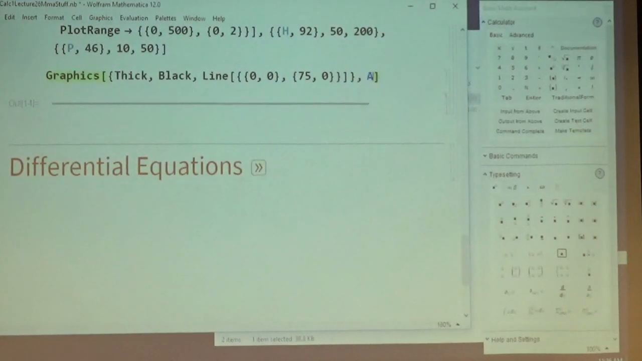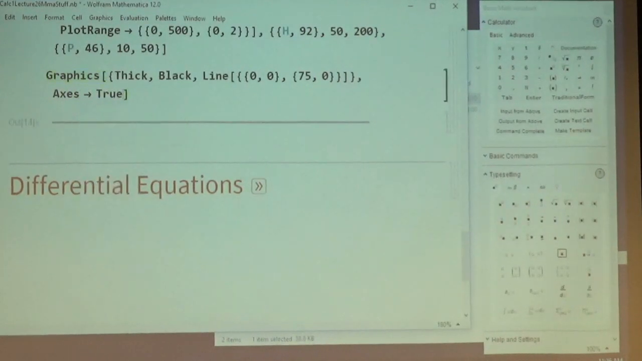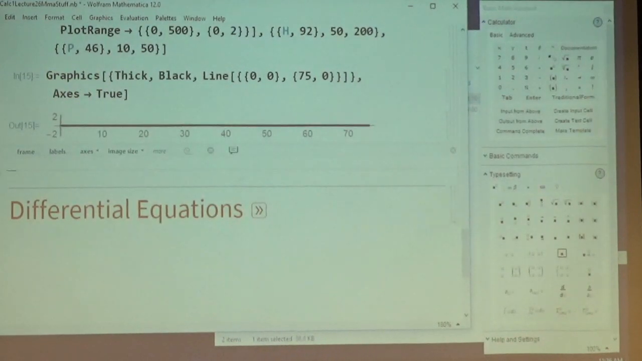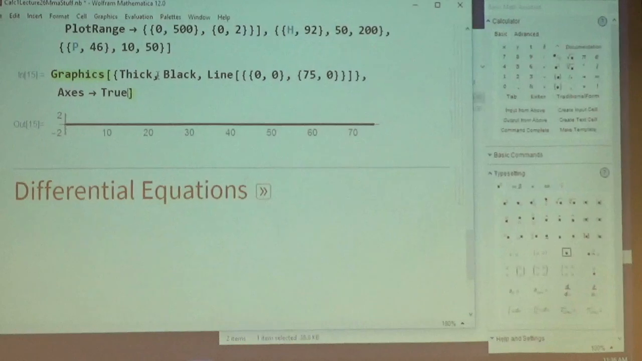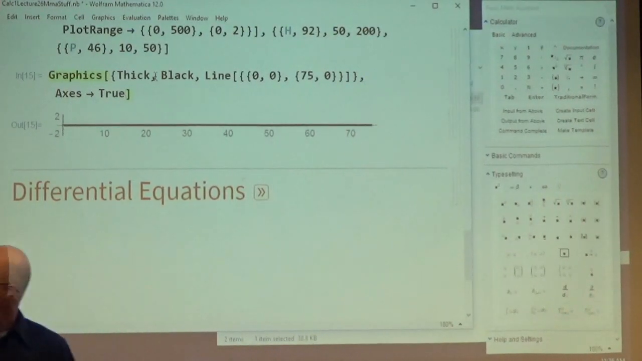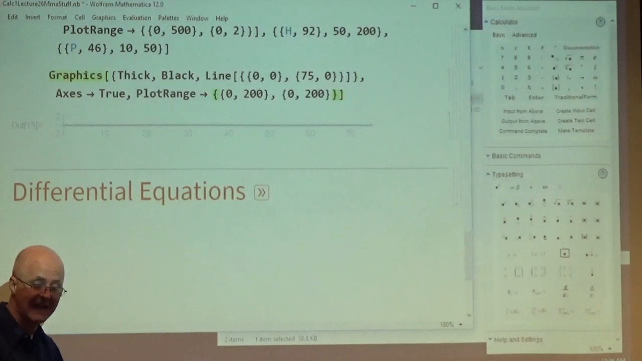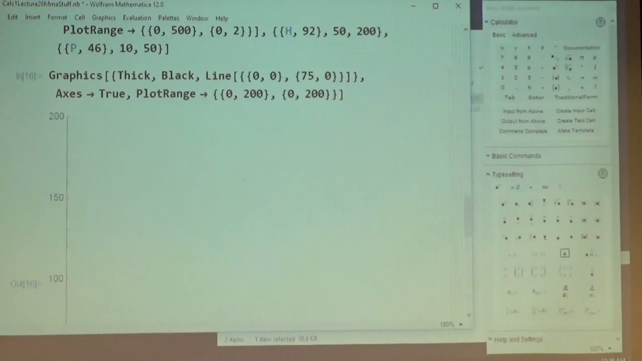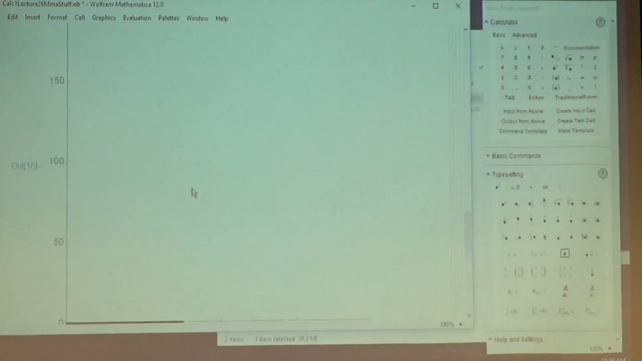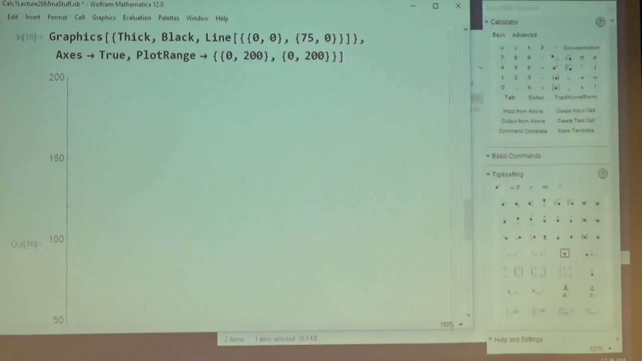We can add in axes. We can go Axes, Arrow, True. And there we have some axes. I want to change maybe how big x is, so I probably want a bigger plot range. After the axes option, I can do a PlotRange, say 0 to 200 in the x direction and 0 to 200 in the y direction. The vertical direction is not an angle anymore because we're looking at the picture of the statue. And maybe make my picture smaller. I can do that by zooming out here.